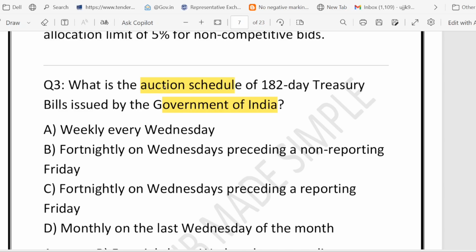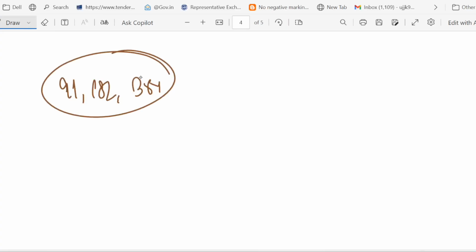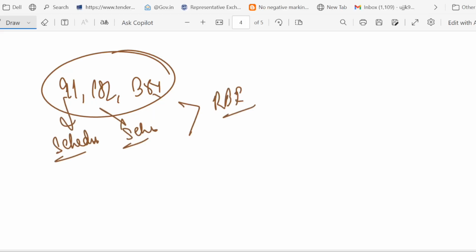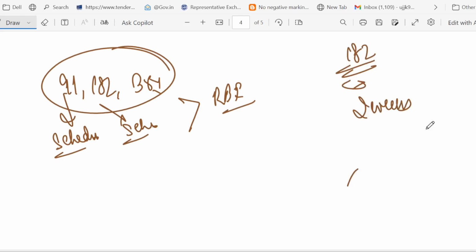I think you know it very well that treasury bills are issued for either 91 days, 182 days, or 364 days, and each has its own auction schedule. This one has a schedule, and also this one has a schedule. And who decides the schedule? This is decided by the RBI. So if we talk about the 182 days treasury bill, the auction happens every 2 weeks, and that every 2 weeks is what we call fortnight.